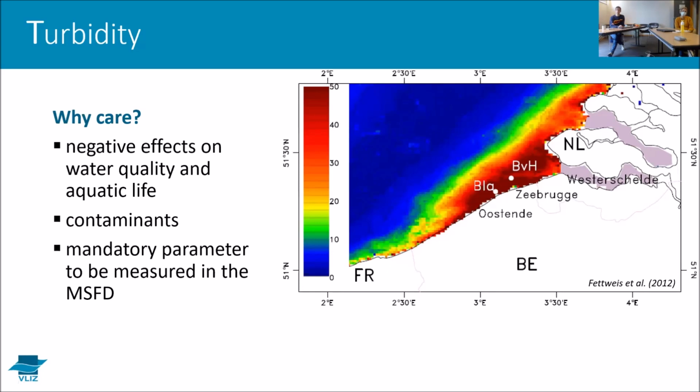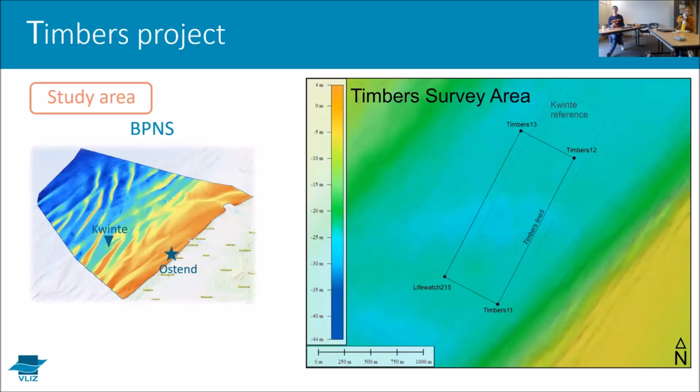Now we needed to pick a survey area for our project, and we decided to go with the Kwinte acoustic reference area. Why? Because you can see that it's on the link between low and high turbidity, that it's at the intersection. So we expect some natural variation within that area. And also because it is next to the acoustic reference area, so there are no bottom disturbing activities allowed there anymore. So that means the signal that we pick up will only be natural variation.